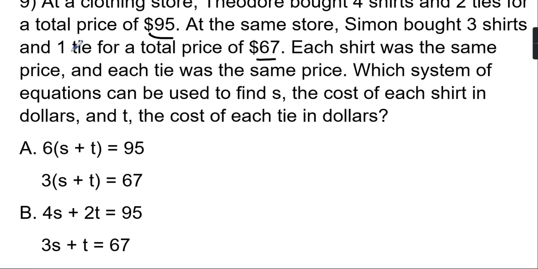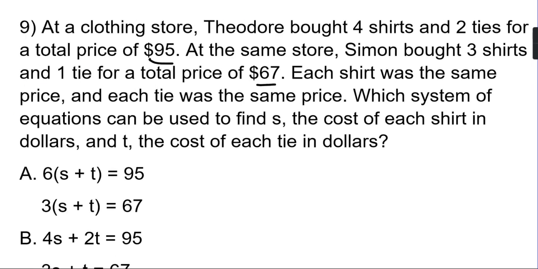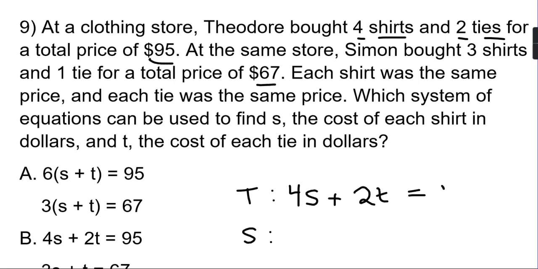Now, the 2 totals usually represent 2 different things. So sometimes we'll have, let's say, 1 equation for shirts and 1 equation for ties, but in this case, that's not what we have. We have a total for Theodore, and we have a total for Simon. Okay, so Theodore's total is 4 times the price of a shirt. However much the shirt costs, we're multiplying it by 4 because he bought 4 shirts. And then 2 times the price of a tie, right? Because he bought 4 shirts and 2 ties. And his total is 95.